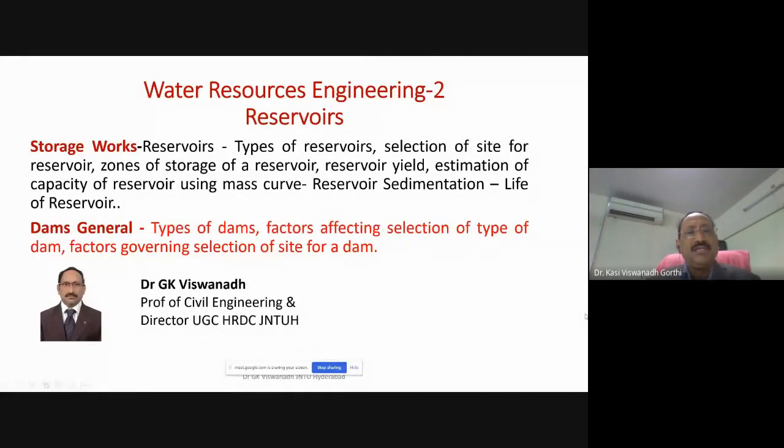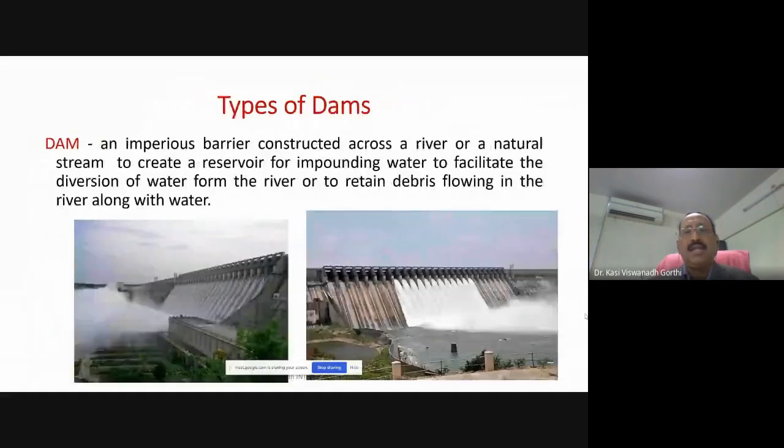Today's class, we concentrate on a separate topic: dams. What are dams, what are the various types of dams, how to select a particular type of dam for a given condition, and how to select a good site for a dam. These are the topics that we are going to take up today.